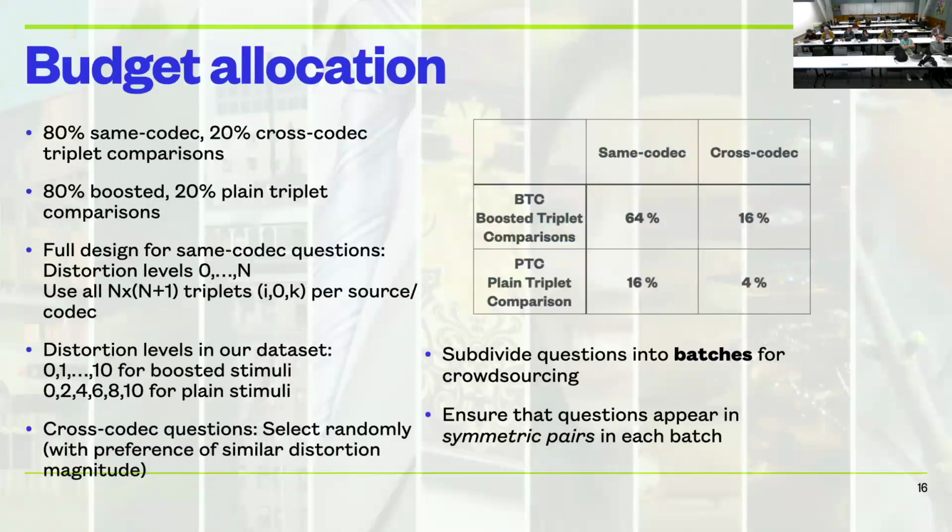Okay, so here's a recommendation for the budget. I said we have same codec and cross codec comparisons. We have boosted and plain triplet comparisons. And the recommendation we came up with is 80% same codec, 20% cross codec, and also 80% boosted and 20% plain triplet comparisons. Okay, this is in line with some previous work where in a paper the effectiveness of cross-content evaluations was investigated, and then they also came up with 20%.